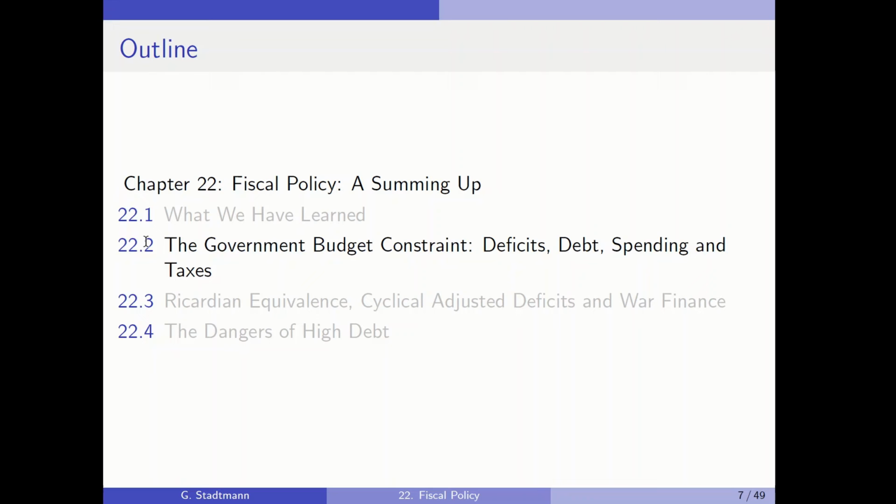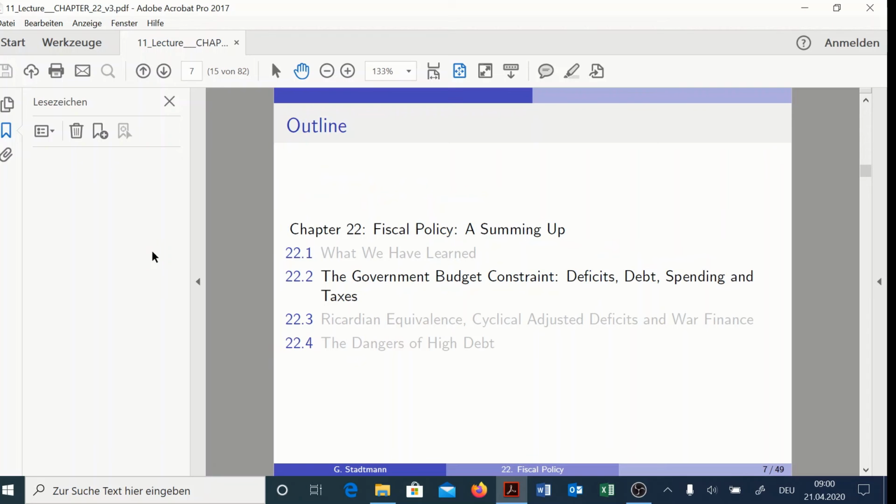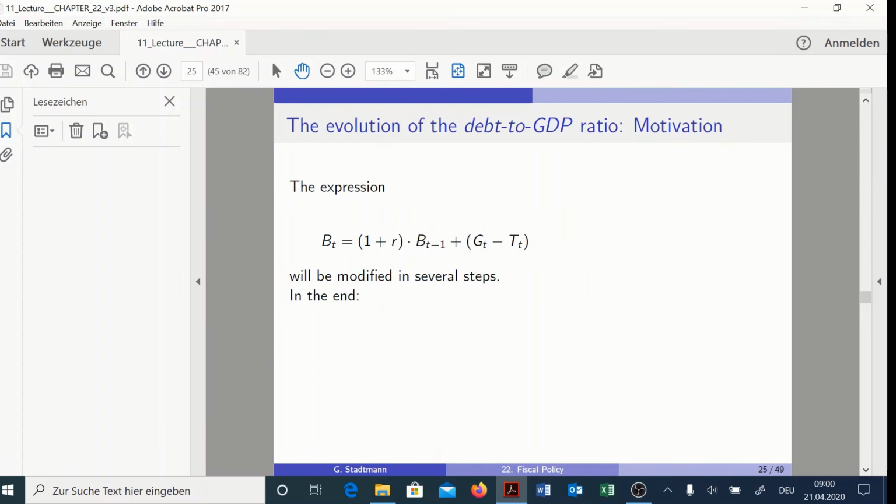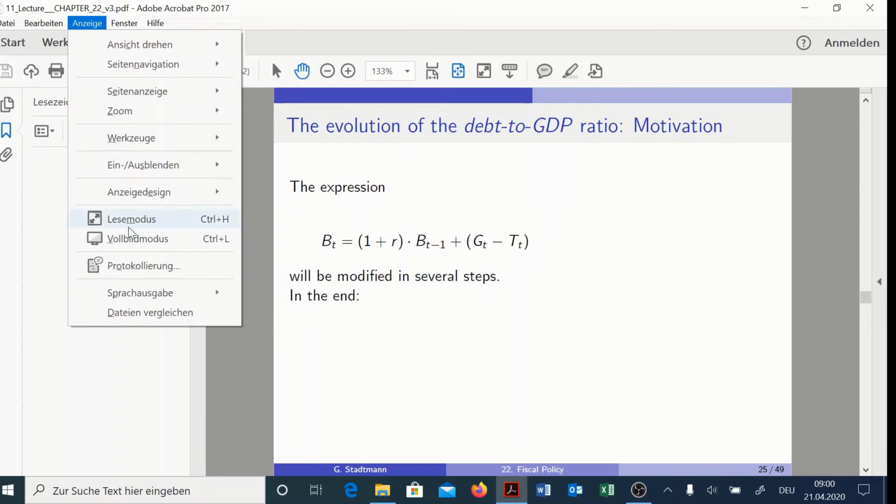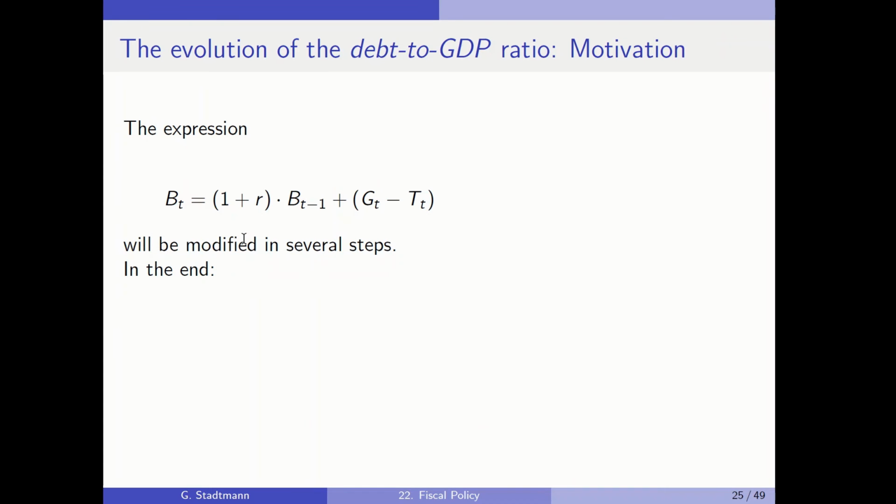So we are in Chapter 22, Fiscal Policy: Summing Up. And within this chapter, we are in Part 2, the government budget constraint, deficit, debt, spending, and taxes. So let's switch to slide number 25. And here we talk about once more the government budget constraint and the equation which we derived so far.